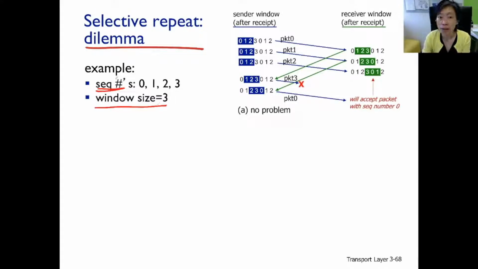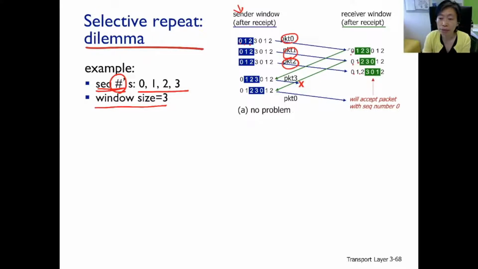Okay, so the example goes: sequence number, only 2 bits, so there are only 4 different numbers. Window size, 3. So the selective repeat sender side will look like this. Well, the window size is 3, so we can only send 3 packets back to back. So packet 0, packet 1, packet 2 goes out. Receiver here receives 0, 1, and 2. They will then send back ACK 0, ACK 1, and ACK 2.